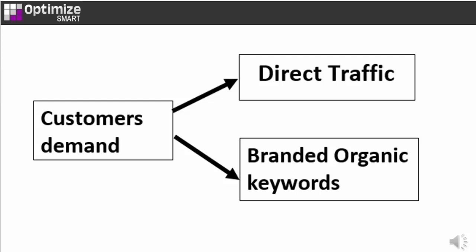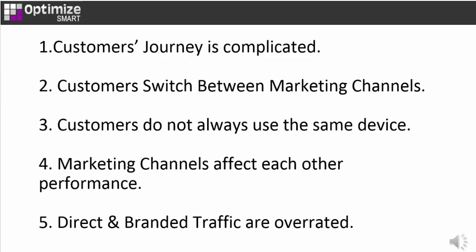So what you need to remember and explain is that customer journey is complicated. Customers switch between marketing channels. Customers do not always use the same device to return to your website. Marketing channels affect each other's performance. Direct and branded traffic are overrated. In a nutshell, this is what attribution modeling is. There is an entire training module on attribution modeling in my web analytics training course, where I have explained attribution modeling in great detail.